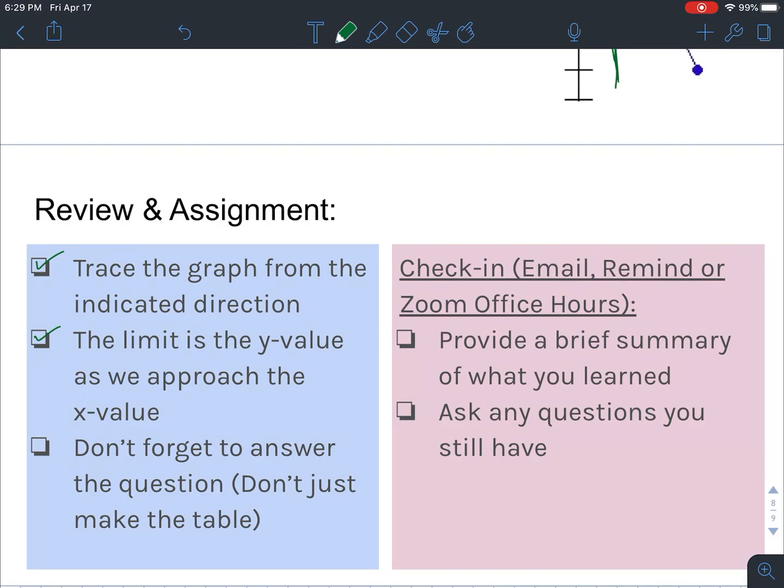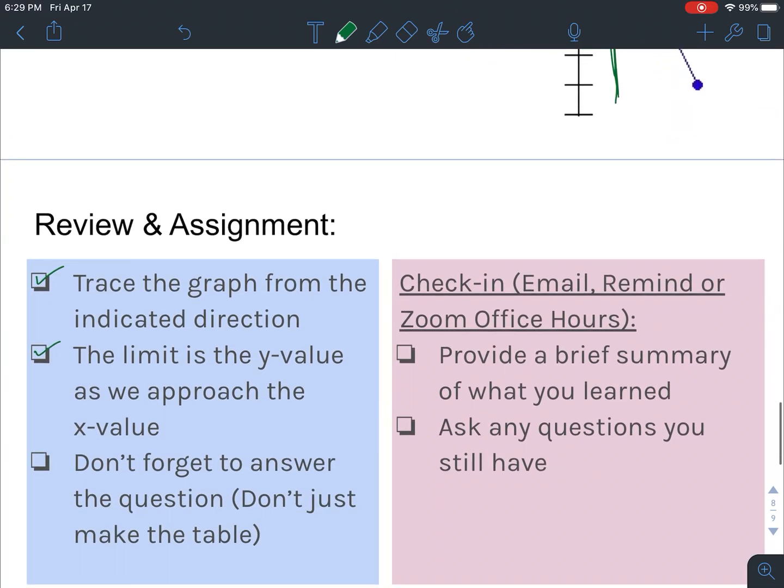And don't forget to actually answer the question. Don't just trace the graph and leave it there. Write down your answer. Does it equal 2? Does it equal infinity? Does it equal 0? Give me an answer. Sometimes it's infinity, but usually when we're tracing on a graph, we don't want them to be infinity. So I don't think any of the ones that you will come across will be infinity.